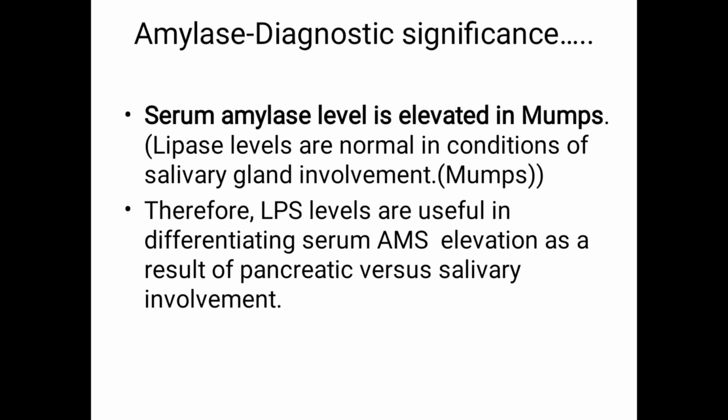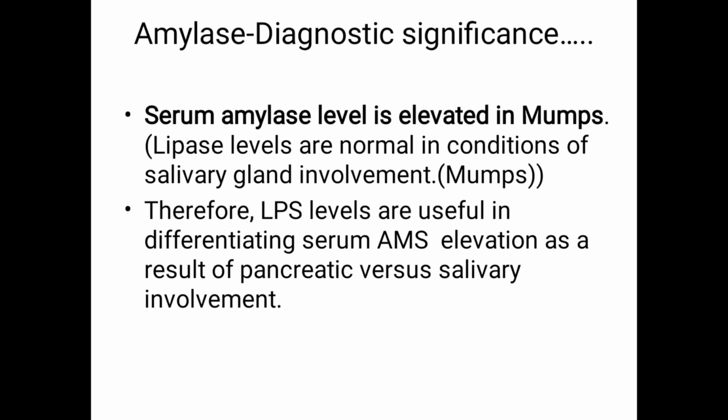So pancreas secretes two enzymes, amylase and lipase. Remember this point, lipase levels are normal in conditions of salivary gland involvement. Therefore, lipase levels are useful in differentiating serum amylase level elevation as a result of pancreatic versus salivary involvement. So if salivary gland involvement is there, like mumps disease, serum lipase level is normal, remember. So lipase is particularly for pancreas.